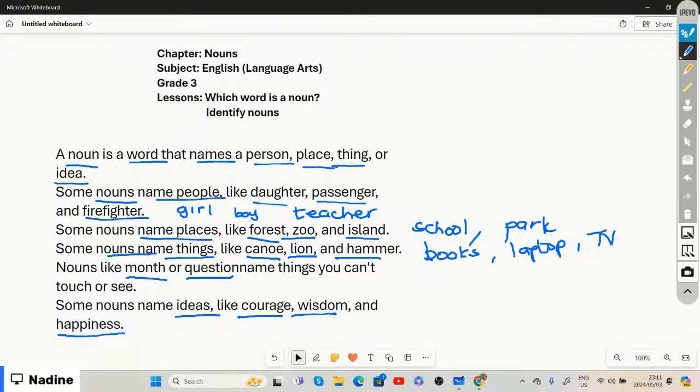And the same with names of things, right? Some nouns name things and it's words like maybe it can be a canoe, it can be a lion, it can be a hammer, right? It can be books, laptops, TV and so on.